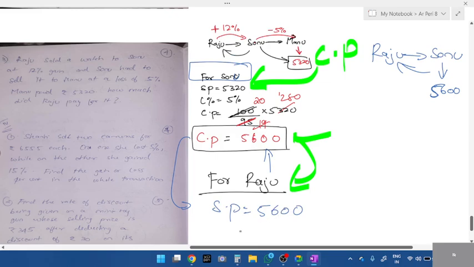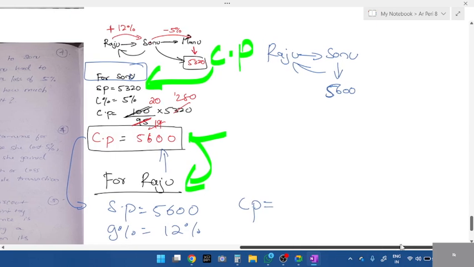And what is the profit percent Raju has? Gain percent is 12. We need to find the cost price for Raju. That is what they have asked. How much did Raju pay? Pay means nothing but cost price. So look at the values. Everything will be reverse. For one person it will be cost price, for the other person it will be selling price. For one person if it is selling price, for the other person it will be cost price. So what is the cost price formula? 100 divided by 100 plus gain into 5,600.